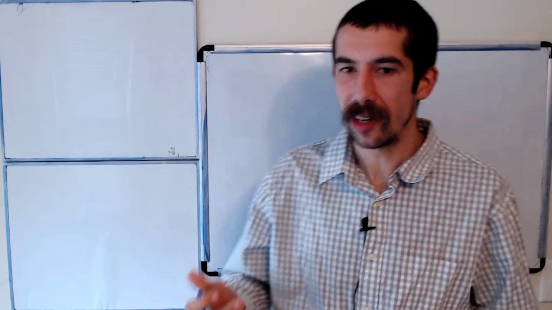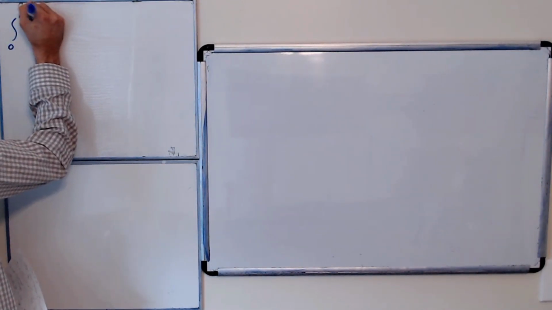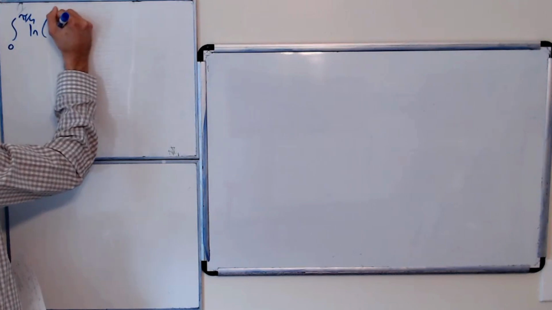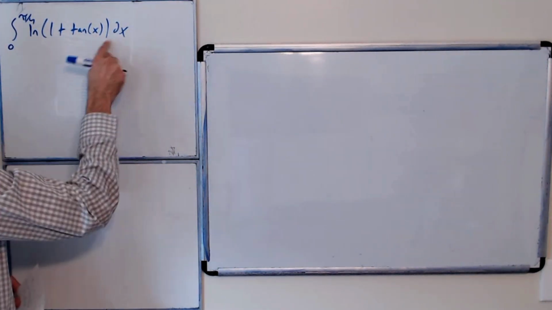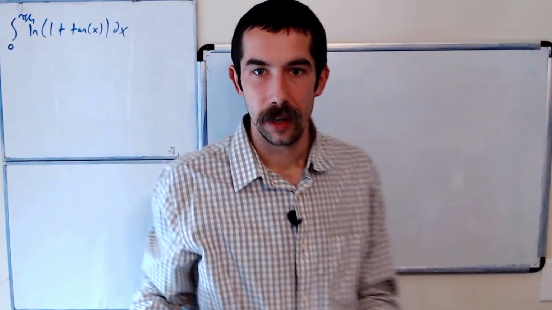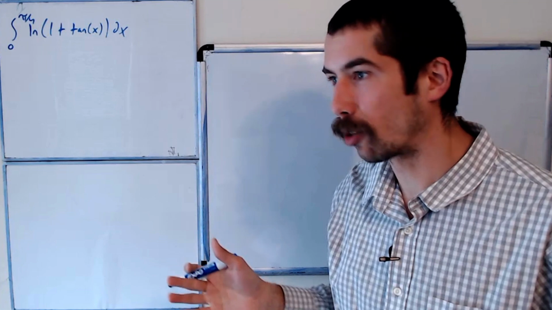So I want to share with you this integral question that I found pretty interesting. It's the integral from 0 to pi over 4 of the natural log of 1 plus tangent of x, of course, dx. All right, and believe it or not, we could evaluate this just using techniques from Calc 1.